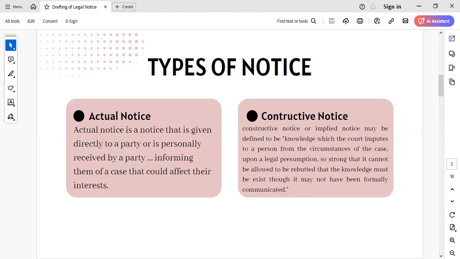Actual notice is a notice that is given directly to a party or is personally received by a party, informing them of a case that would affect their interests.